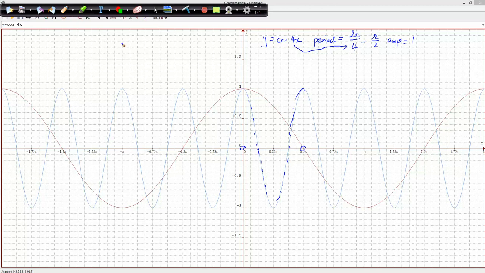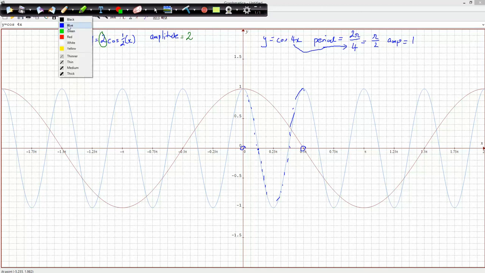Okay, right, now what about if we combine this work with the previous video? What happens if we had y equals 2 cos 1/2 x? Can we predict what it's going to look like? I hope so. Amplitude. What do you reckon? Remember this number in front here is meant to tell us the amplitude, so I reckon the amplitude is going to be 2.